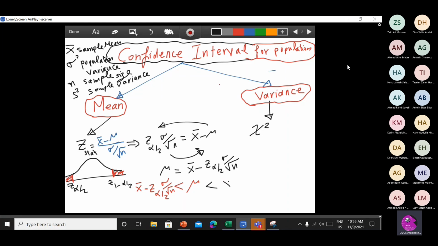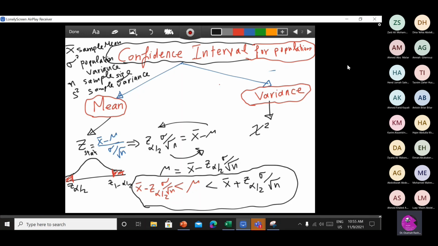Okay, and this is less than the bigger one. The bigger one is just x bar plus z alpha over 2 sigma over root n. Yes, I changed the sign because this is the right one. This is the confidence interval for the mean, right?